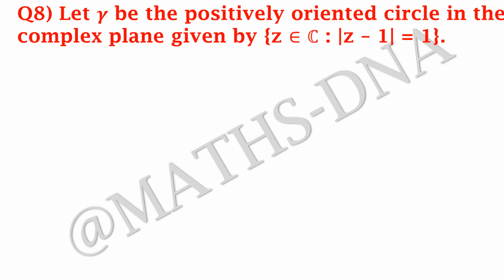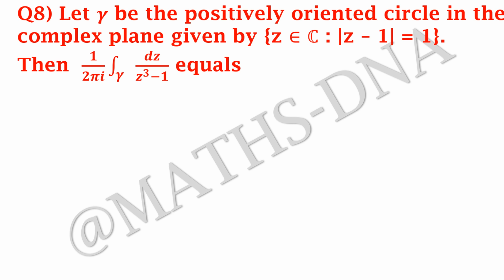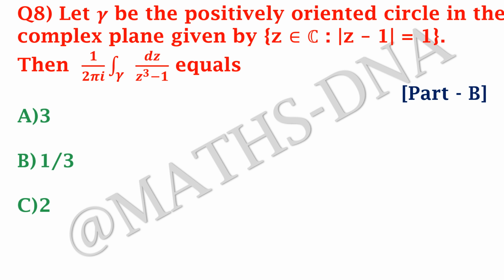Moving on to the next question. Let gamma be the positively oriented circle in the complex plane given by z belonging to C such that mod of z minus 1 equals 1. Then 1 upon 2 pi i integral over gamma of dz upon z cube minus 1 equals to, and the options are A. 3, B. 1/3, C. 2 and D. 1/2.